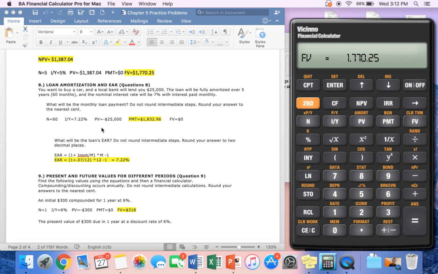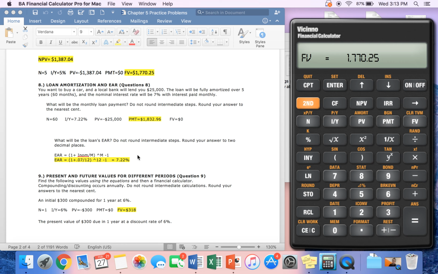In this question, you can flip your negative. It depends on which shoes you're standing in. In this example, we'll just assume that we're the bank, and so the $25,000 is leaving our pocket. It's negative to the bank's cash flow, but the payment then becomes positive because we're going to be getting that back from the borrower. We're going to get that $1,800 back every month for 5 years, for a total of 60 payments.